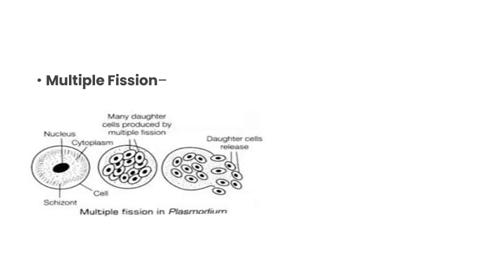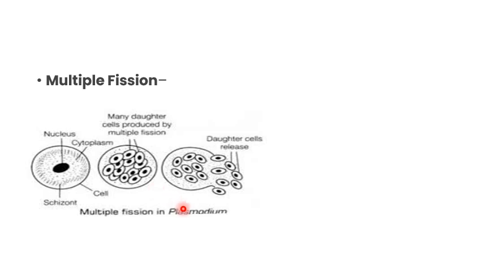So we discussed binary fission. Now let us discuss multiple fission. So what is multiple fission? It is a type of asexual reproduction. Here, this is a single parental cell. The single parental cell divides into multiple daughter cells simultaneously. Continuously it will divide and produce many daughter cells.